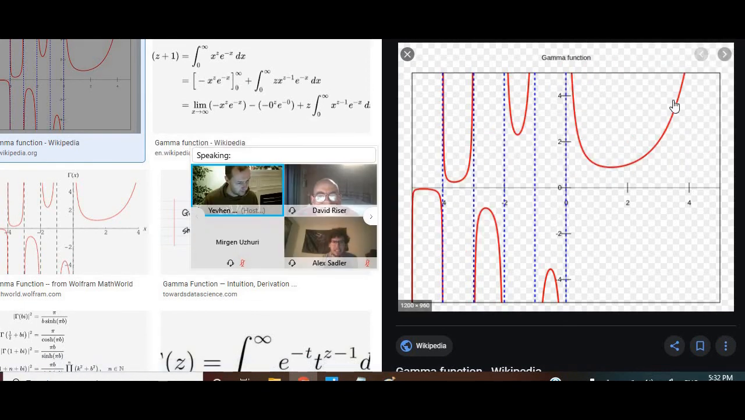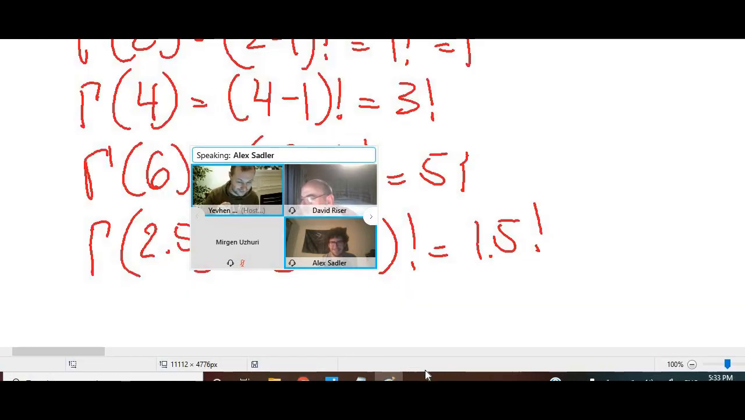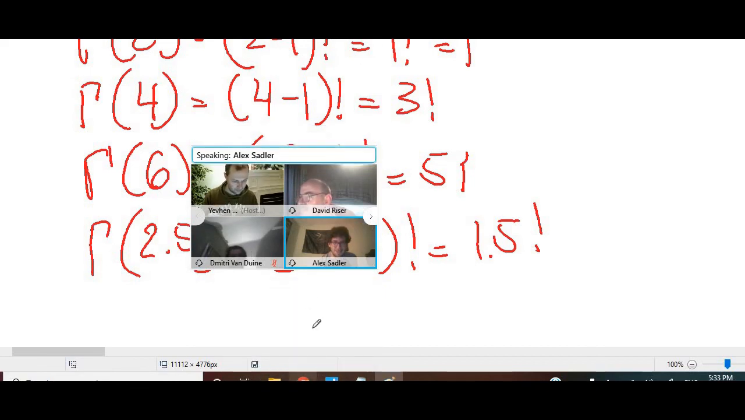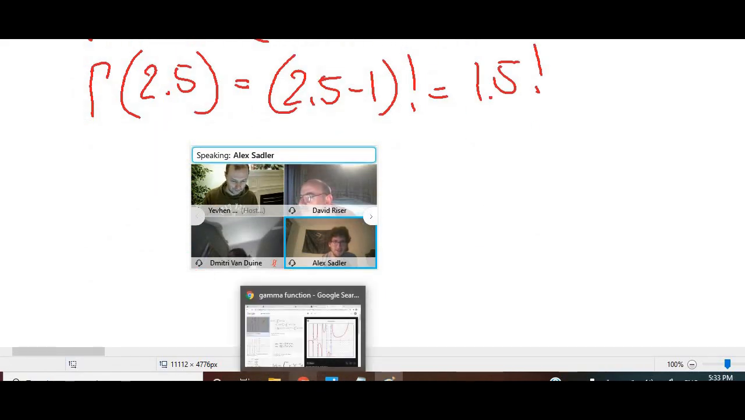It looks like a hyperbola here, and it's a graph that goes through the points of a factorial, but then so much more, because you can see that this is a continuous graph. You with me so far? Any questions on that? Is that like, it almost looks like a tangent function. It does, except it's not.